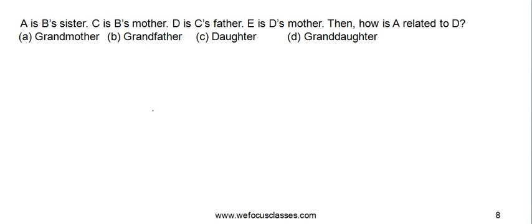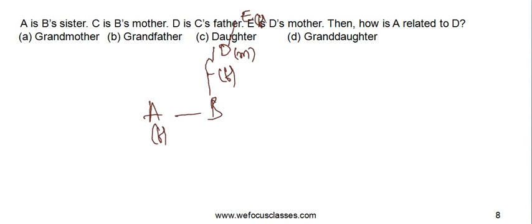A is B's sister. So A is female. We don't know about B. C is B's mother. So C is female. And D is C's father. So D is there and he is C's father. So D is a male person. And E is there. She is D's mother. So D's mother is E. She is female. Then how is A related to D?